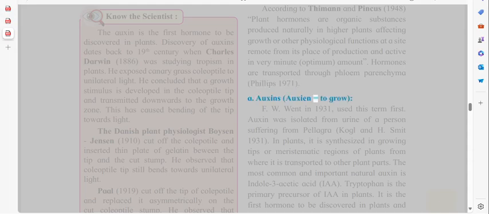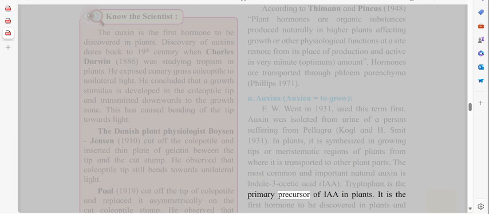Auxins. Auxein is equal to grow. F.W. Went in 1931 used this term first. Auxin was isolated from the urine of a person suffering from pellagra, Kogl and Haagen-Smit 1931. In plants, it is synthesized in growing tips or meristematic regions from where it is transported to other plant parts. The most common and important natural auxin is indole 3-acetic acid, IAA.